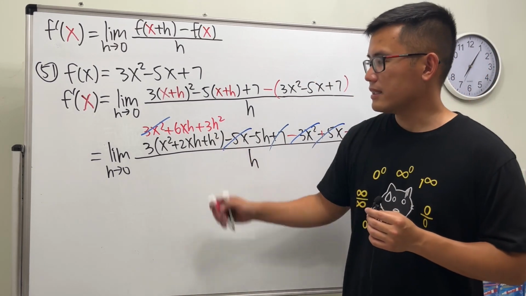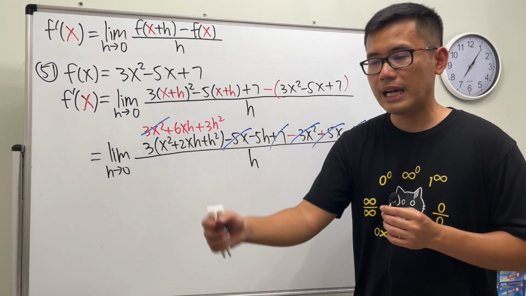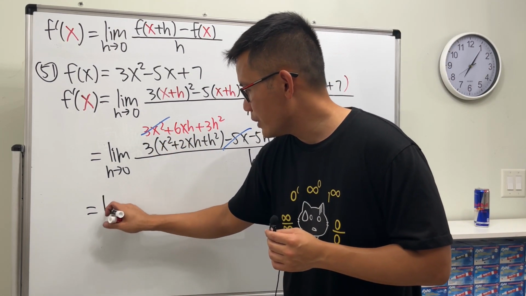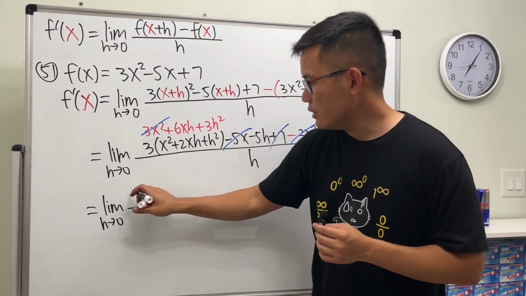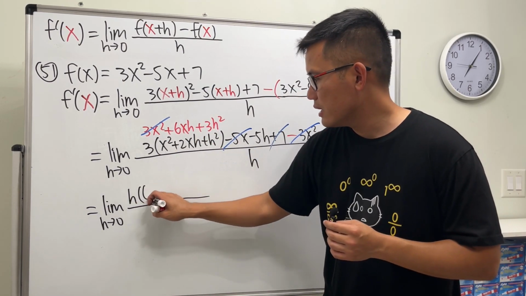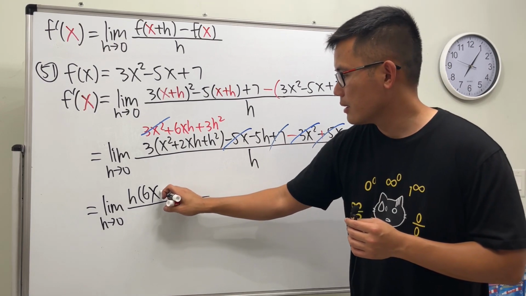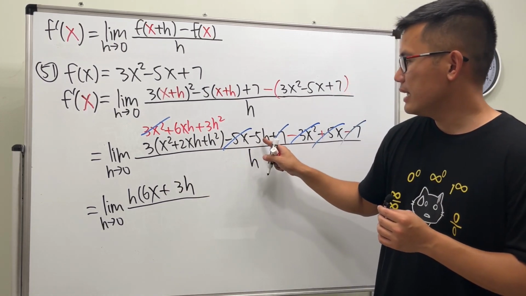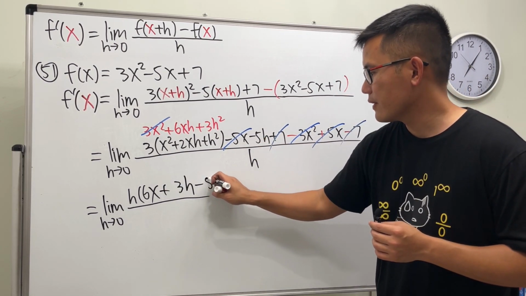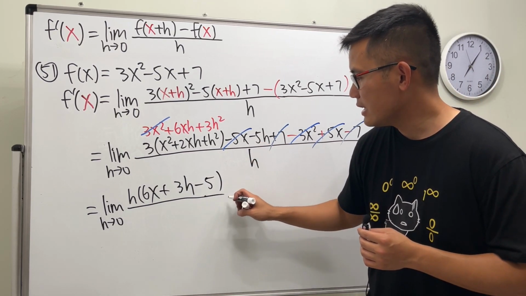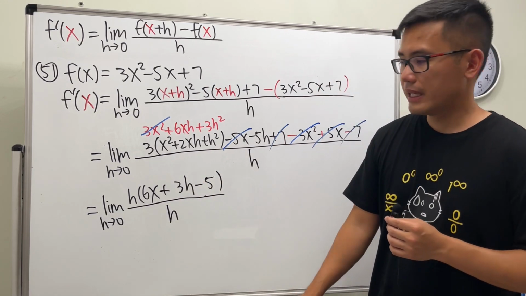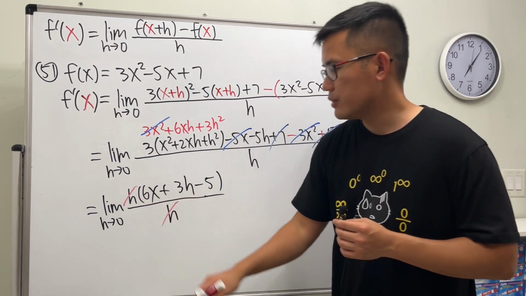And notice everybody has an h. We can factor that out. So we will. Here we have the limit as h approaching 0. Factor out the h. We get first thing 6x, second thing plus 3h, and the last thing right here we have the minus 5. Don't forget, we still have this remained. And then all divided by h. Now cancel out the h.